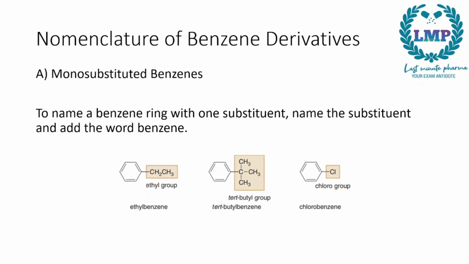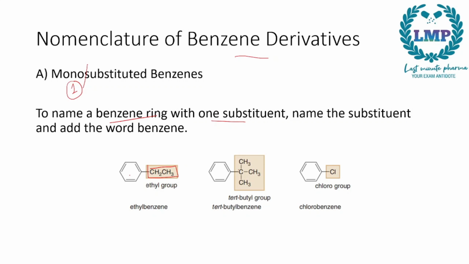Now let us move on to the nomenclature of certain benzene derivatives. If it's a mono-substituted benzene, that means there is one substitution on the benzene, we will add the name of the substituent to the word benzene. For example, if we have an ethyl group, we will name it ethyl benzene.